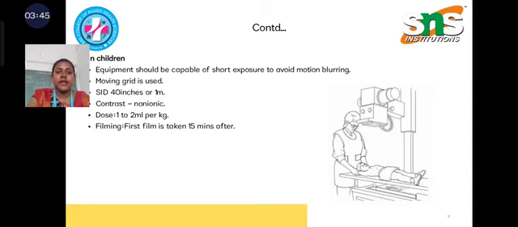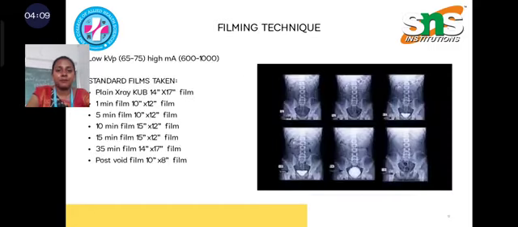In children, equipment should be capable of short exposure to avoid motion blurring. A moving grid is used. Source to image distance should be 40 inches or 1 meter. Non-ionic contrast media dose is 1 to 2 ml per kg. Filming: the first film is taken 15 minutes after injection of contrast media.